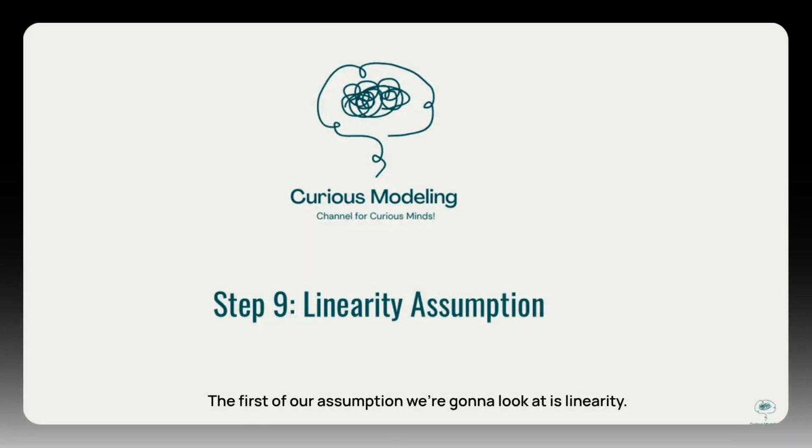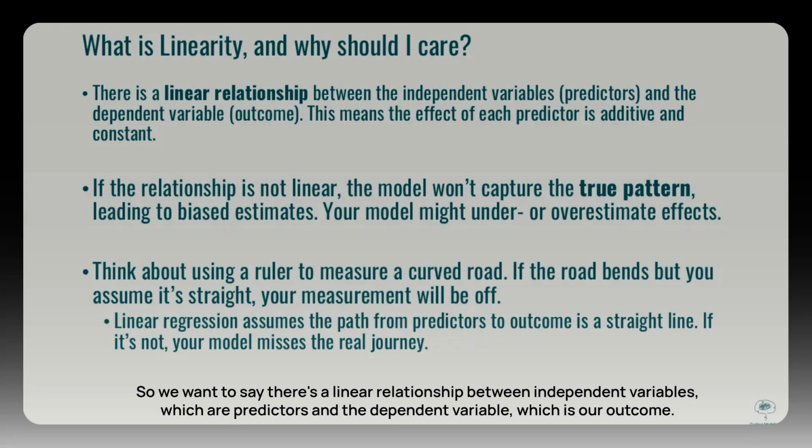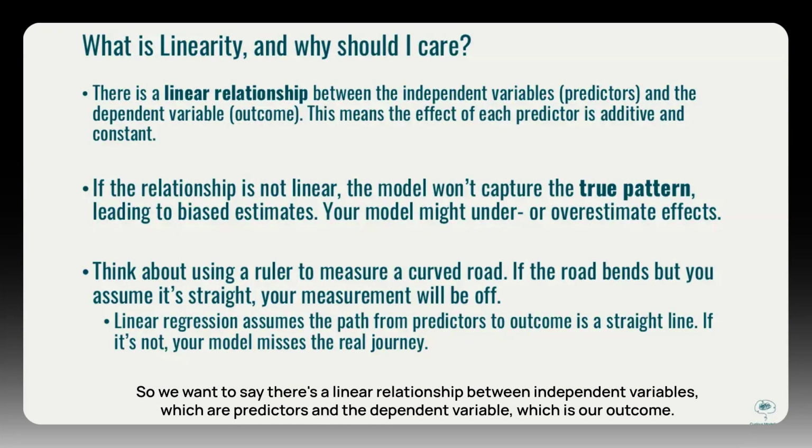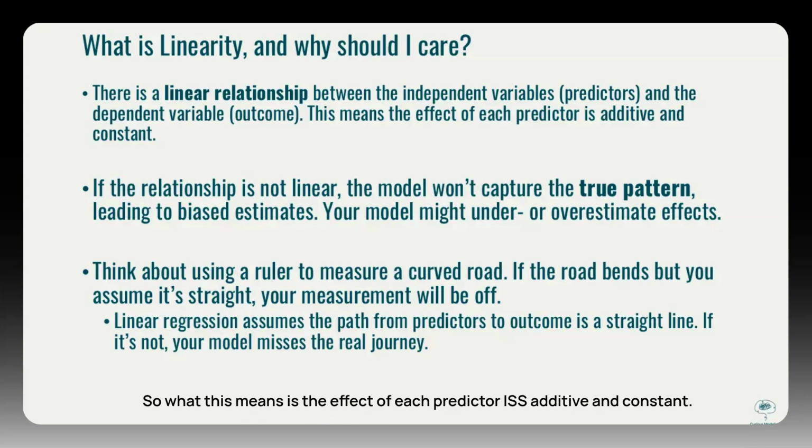The first assumption we're going to look at is linearity. So we want to say there's a linear relationship between independent variables, which are our predictors, and the dependent variable, which is our outcome. What this means is the effect of each predictor is additive and constant. If the relationship's not linear, the model won't capture the true pattern. That's going to lead to biased estimates. Your model might under or overestimate effects, which would be a cautionary tale.